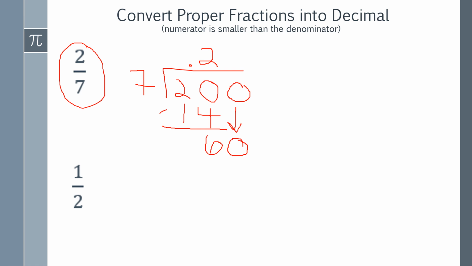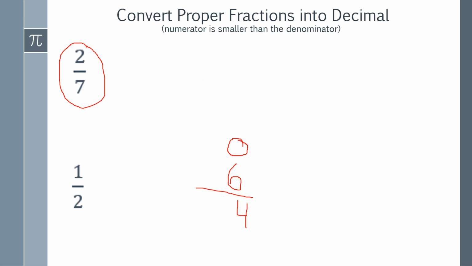Now you try to figure out, can 7 go into 60? Yes, it can go into 60 8 times. 8 times 7 is 56. So 60 minus 56 is 4. Like I said, you can keep going on and on, but the most important part is you get 2 numbers after the decimal. So 2/7 is equal to 0.28.